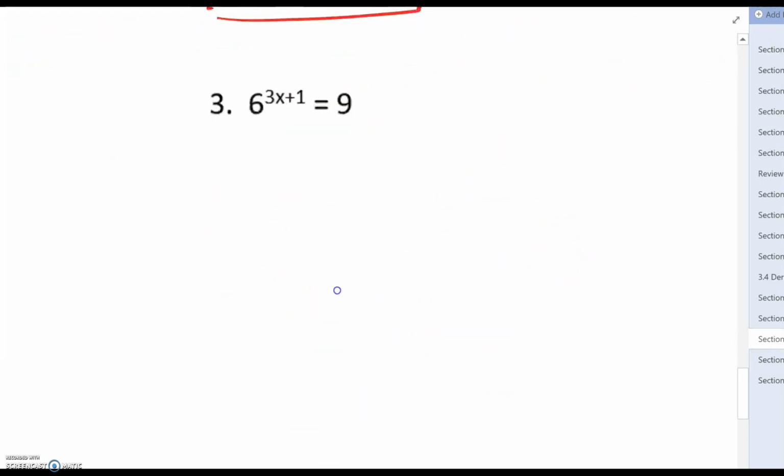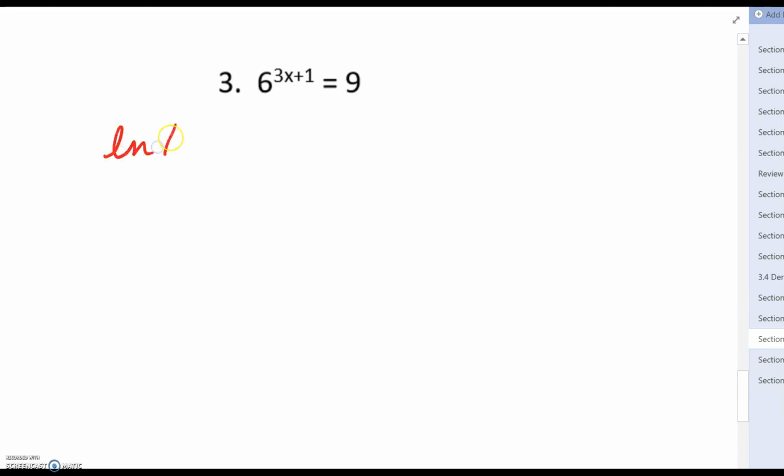Okay, let's move over here to number 3. Again, you've got a base of 6 on one side, a base of 9 on the other. You can't really easily make the same base out of those, so we'll just take the log of both sides. I'll use natural log this time. Again, no particular reason for that. Move the exponent out front.